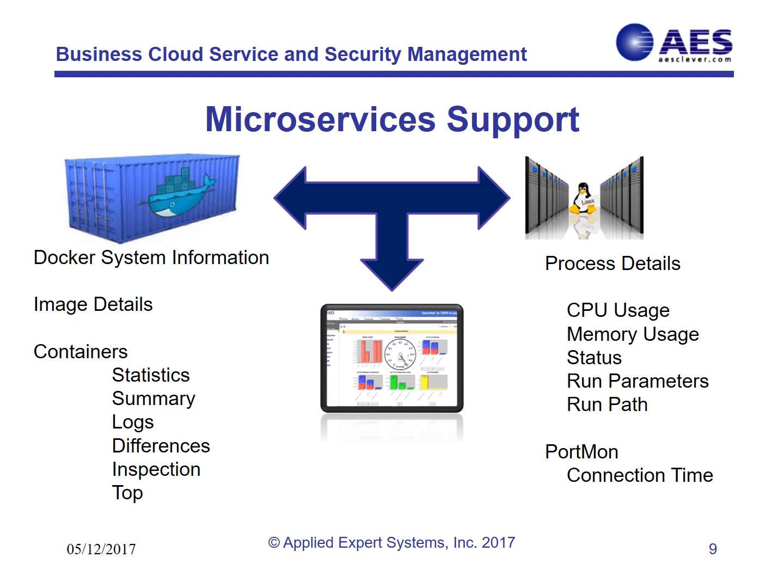We can go further and look into information we've provided for quite some time. That is, we can look at process details, detailing things like CPU usage, memory, run parameters, and run paths. We can also look at portmon, which shows how TCP/IP is passing information to all of the various applications and what that connection time is. These are all critical elements that lead you to supporting the microservices world. So let's take a look at one screen from DockerView in more detail.